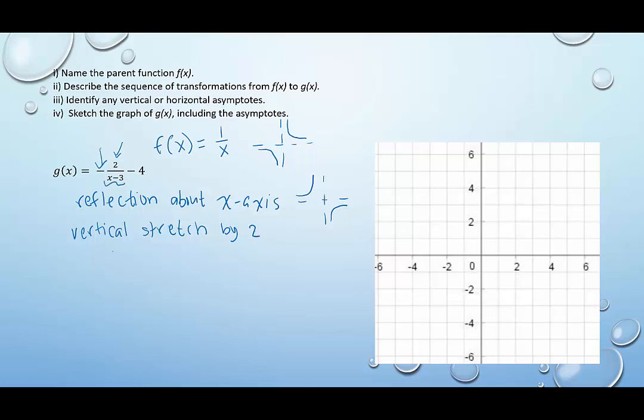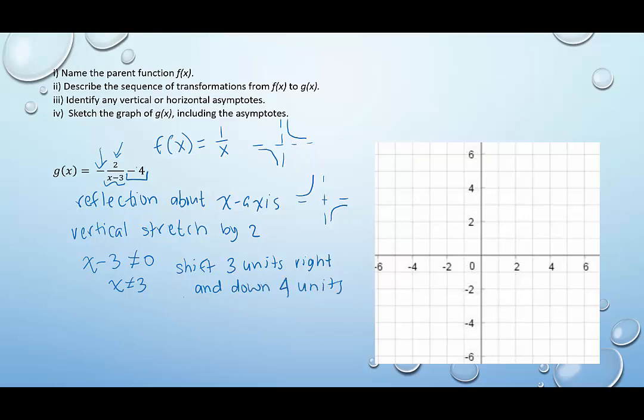I see the denominator is x minus 3, so this indicates that x minus 3 cannot equal 0, which means x cannot equal 3. This means that where we normally have an asymptote at 0, it's now at 3, so the graph is shifting 3 units to the right. 3 units right. And what else? Last but not least, we have this minus 4, which indicates the graph will be moving down 4 units. So I'm just going to say, and down 4 units.